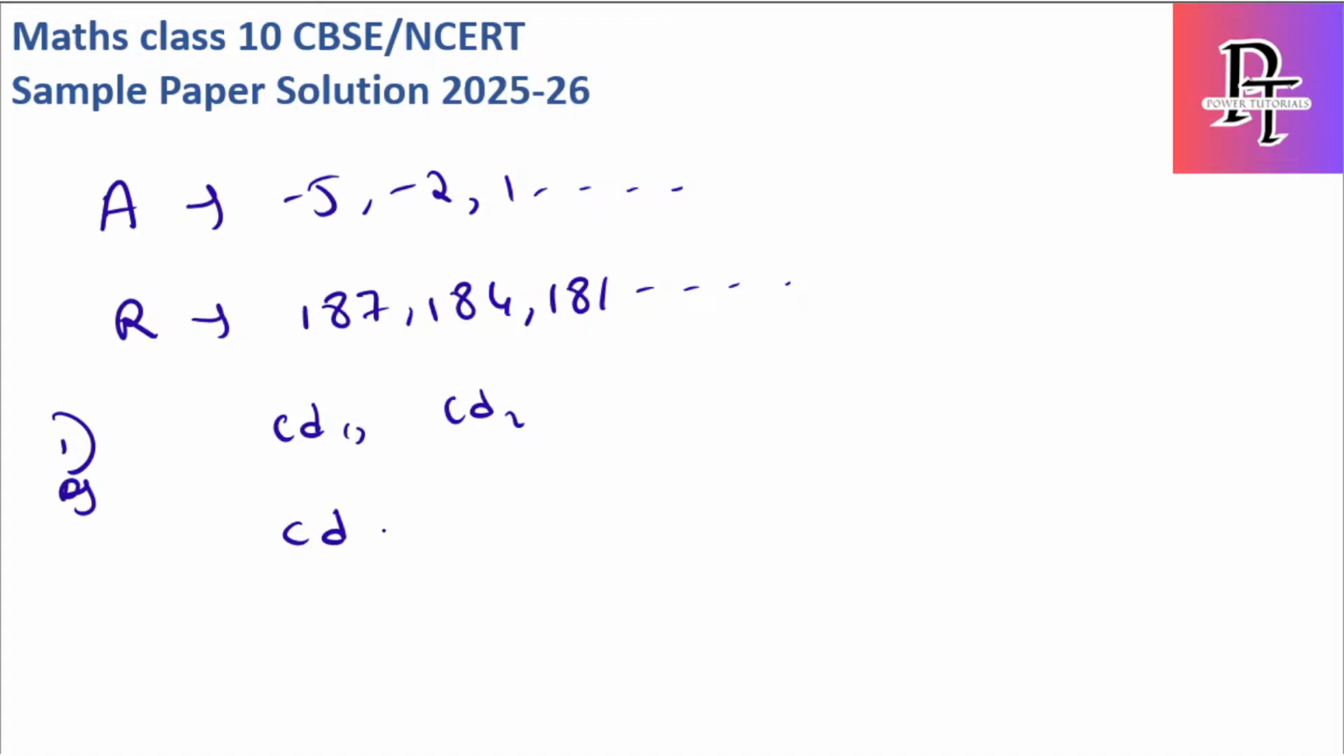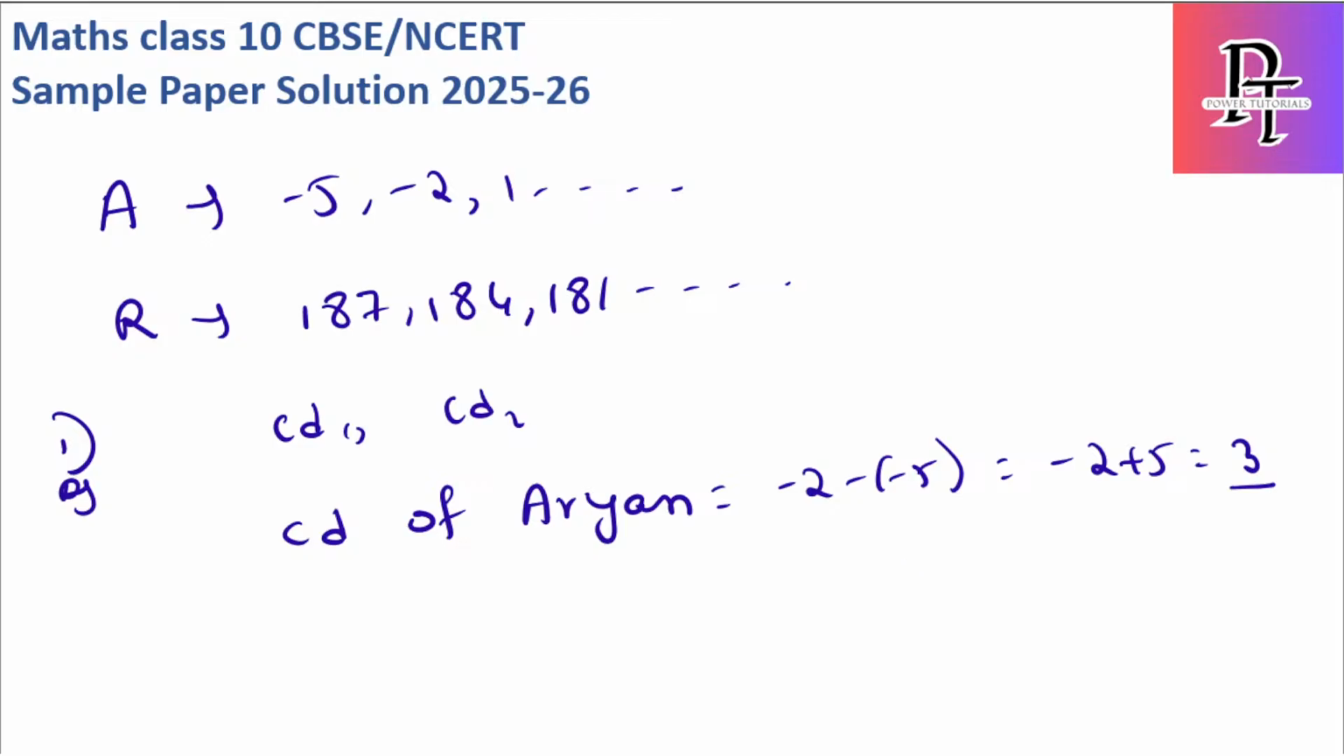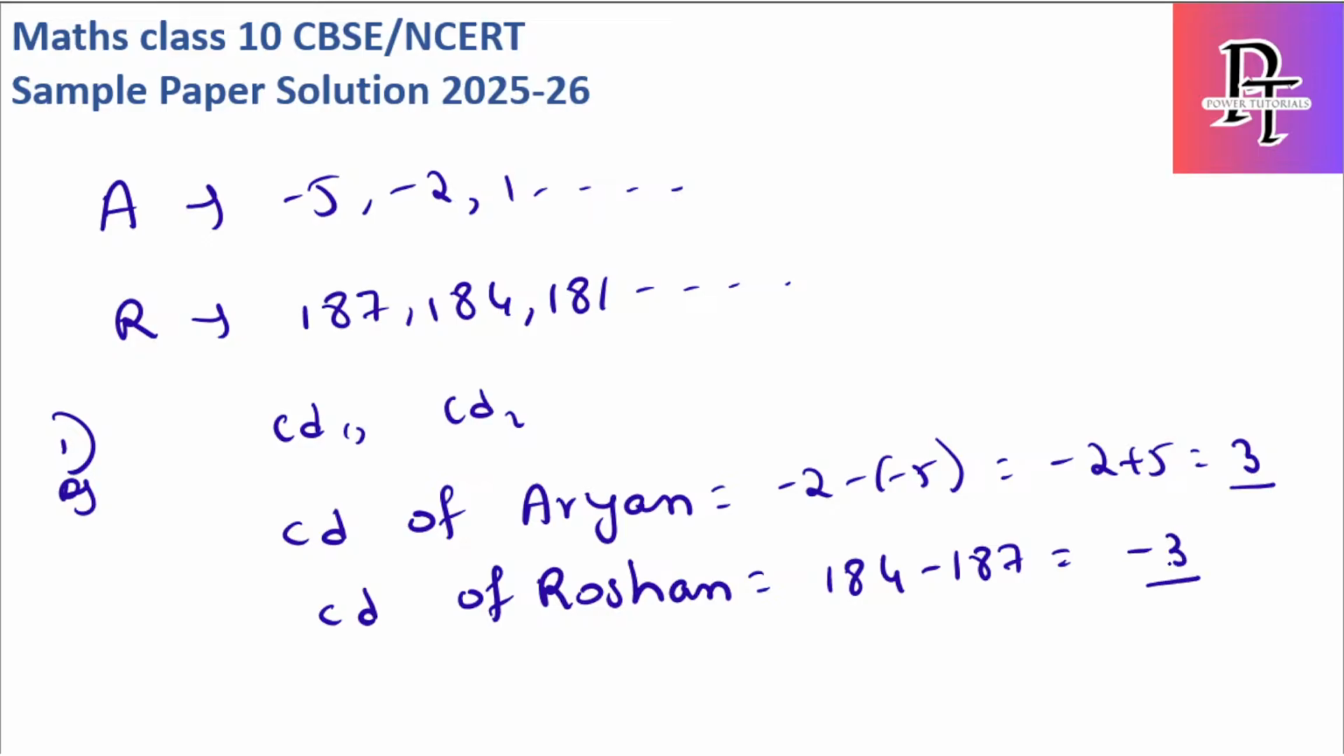Sorry, first Aryan. Common difference of Aryan is nothing but second term minus first term. So -2 minus of -5, which is -2 plus 5. So the answer is 3. Same way, common difference of Roshan is again second term minus first term, which is 184 minus 187, which is -3. So we have common difference 1 as 3 and the second is -3. So they're asking the sum here. The sum is nothing but 3 minus 3, which is 0. Okay, this carries 1.